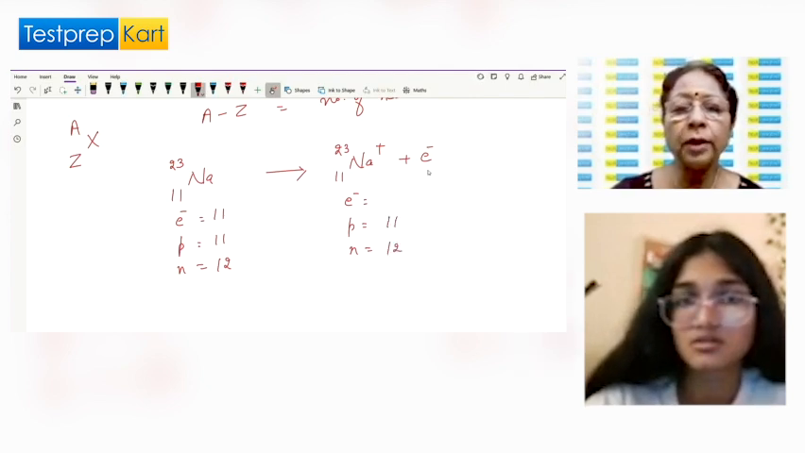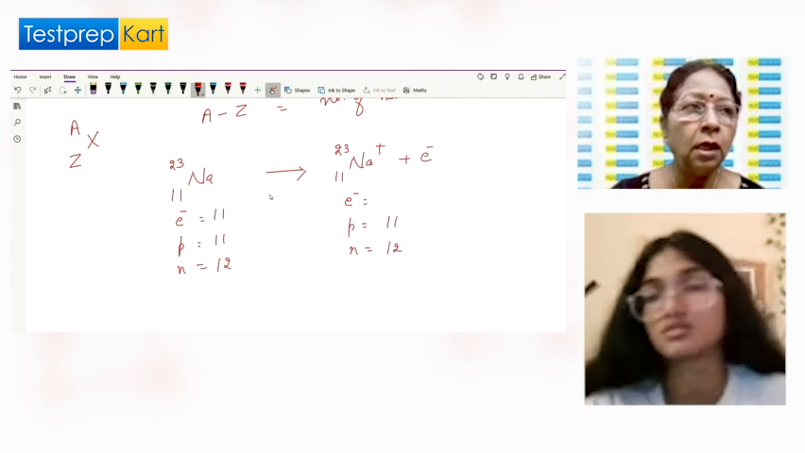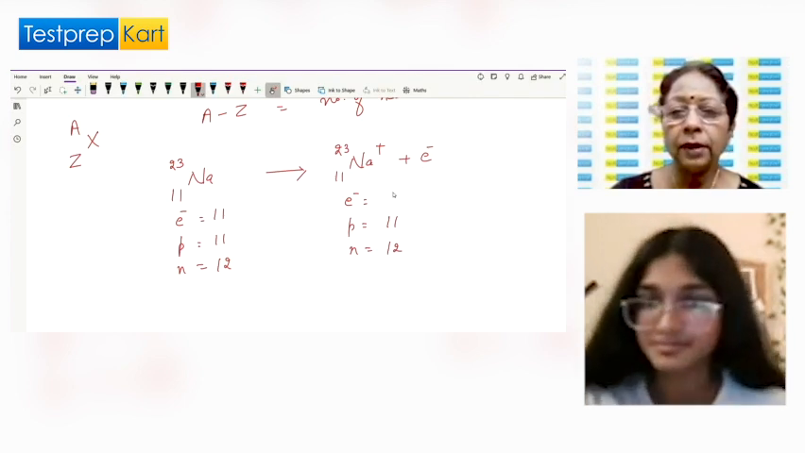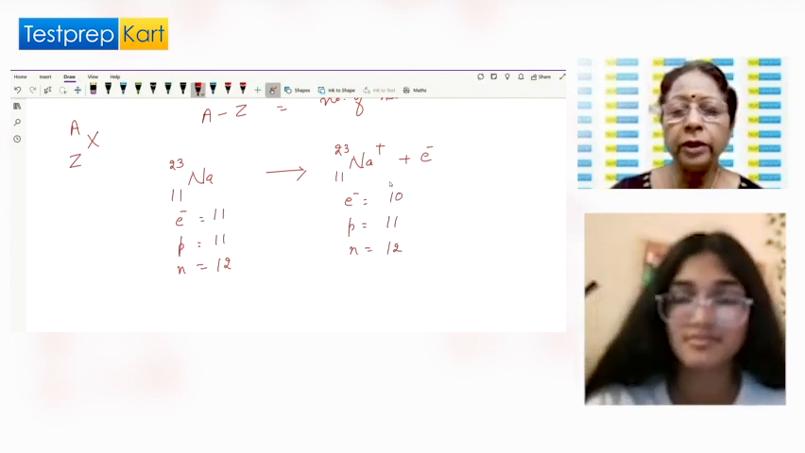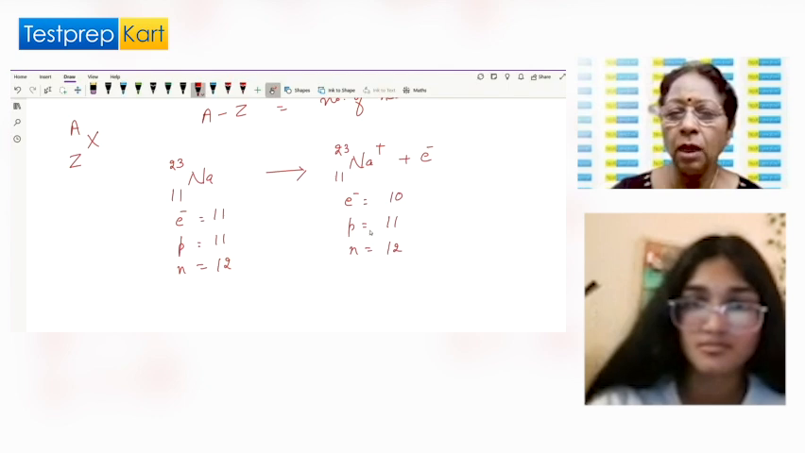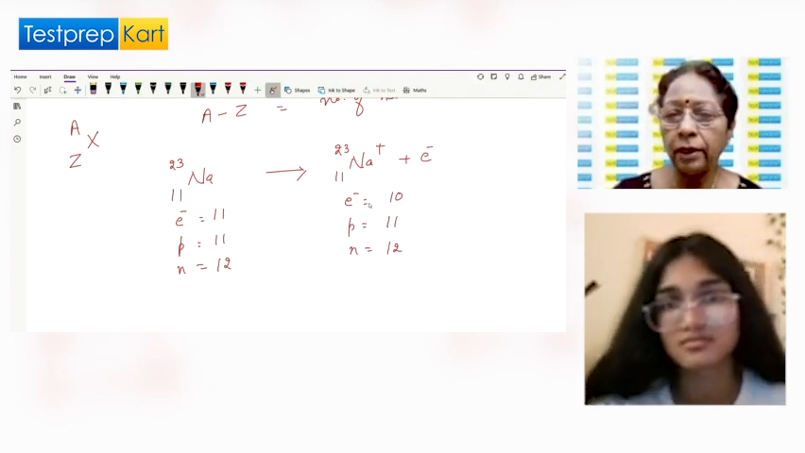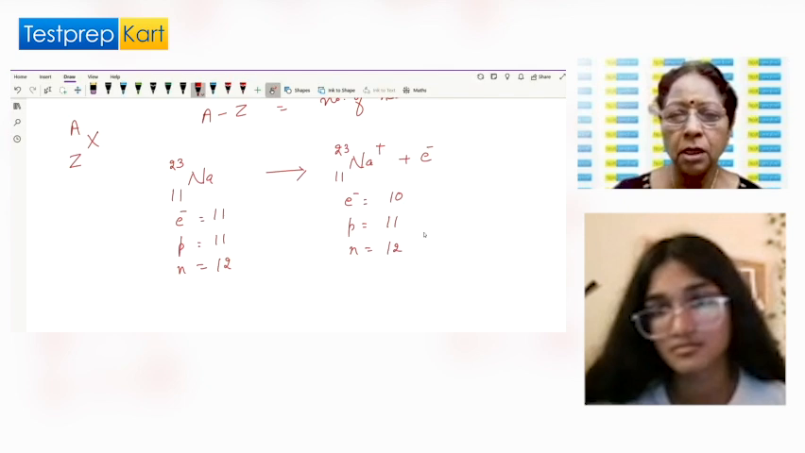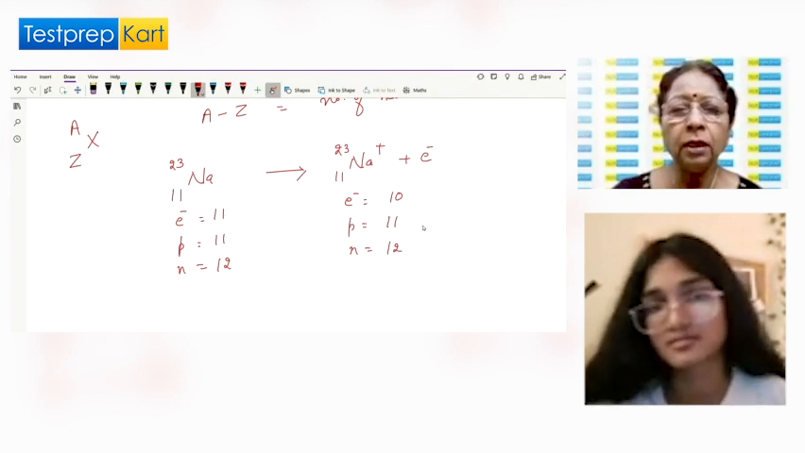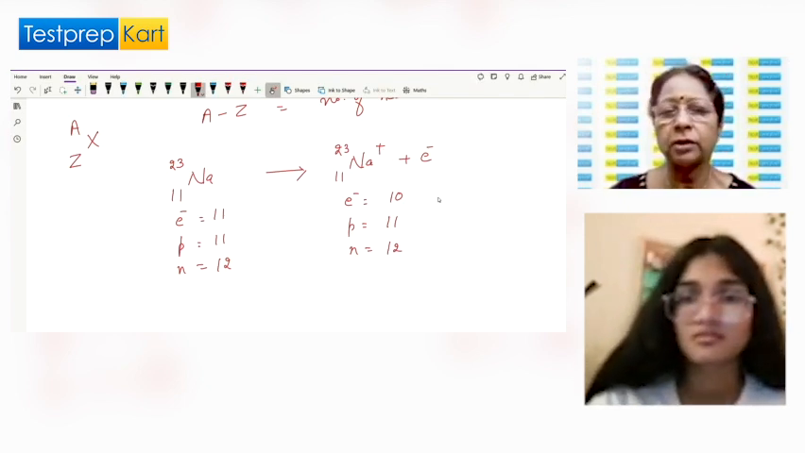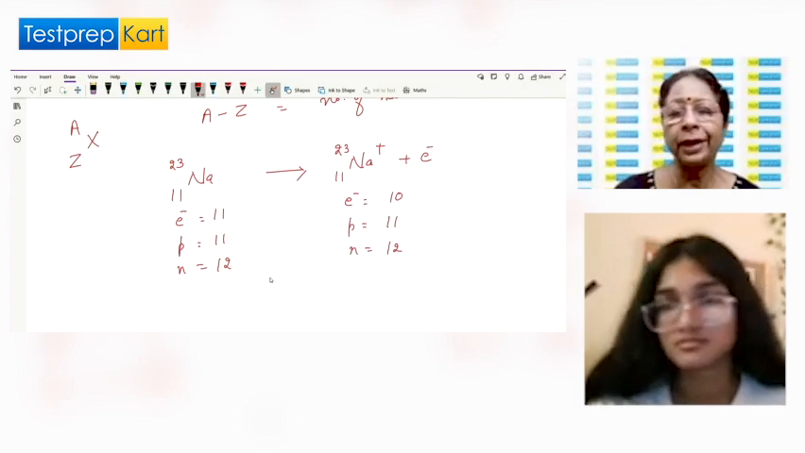So it has lost one electron. It is not gaining. If you take the relative charge of electron and proton, it is -1 and plus 1. So it has one proton extra than electron. That is why it has 1 plus charge. And if you have any anion, that will have extra electrons. That is why it will have negative charge.